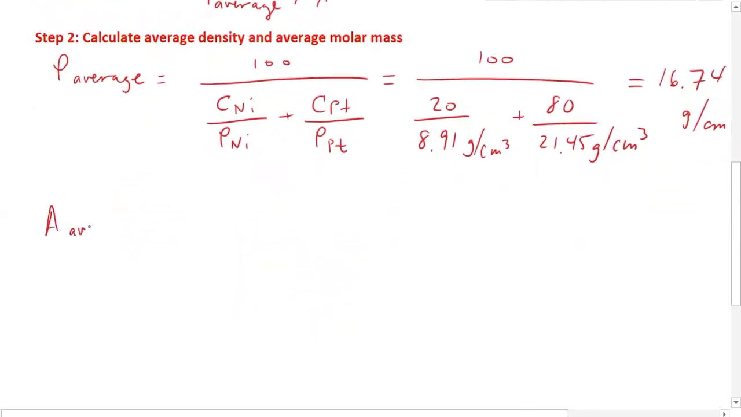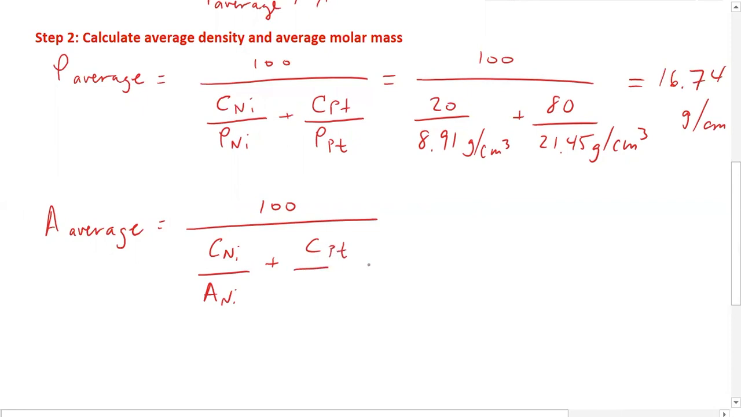And the average molar mass of this alloy is just 100 divided by the weight percent of nickel divided by the molar mass of nickel plus the weight percent of platinum divided by the molar mass of platinum. And that is equal to 133.18 grams per mole.